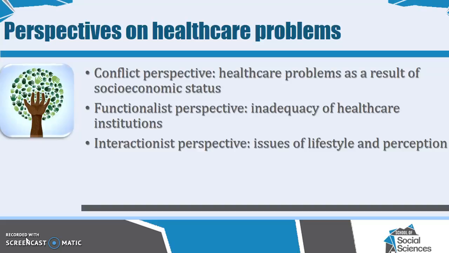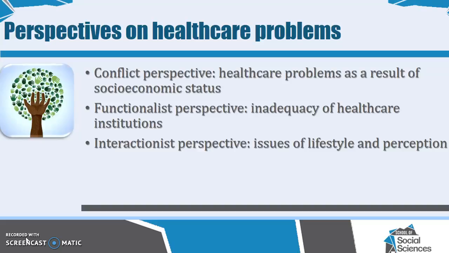But on healthcare problems in particular, the conflict perspective says that we have healthcare problems because of differences between the classes. So, people who are of the low socioeconomic class tend to have less access to quality healthcare, and because of this, they tend to suffer with a lot of healthcare problems like chronic diseases, including diabetes, hypertension, and all of these different things.